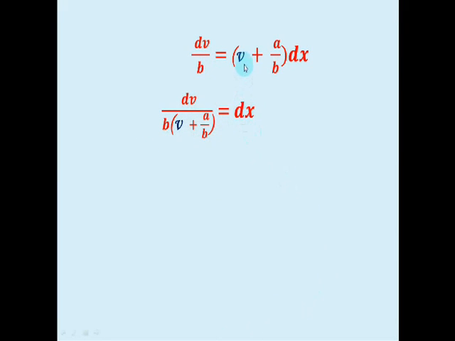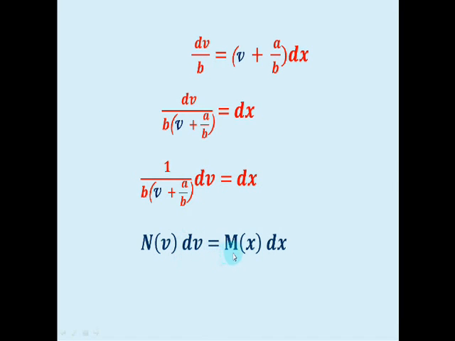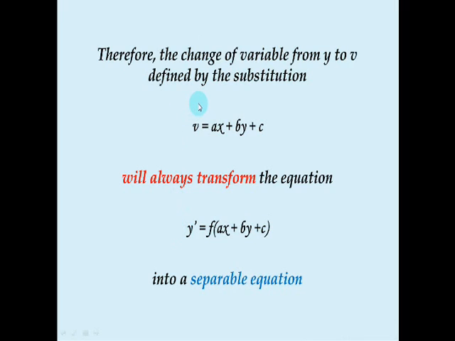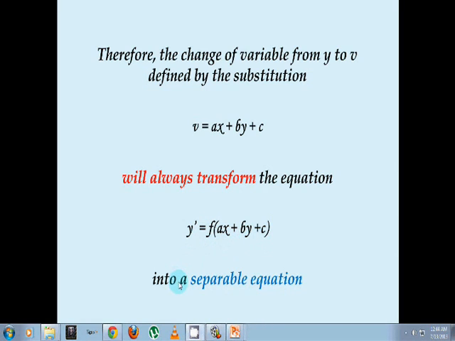So by transferring this to the left side, we will have dv over b times v plus a over b equals dx, or it can be written like this. As we can see, all of the v's are on the left side, and since we don't have any x variable, we have 1 dx on the right side. This is in the form of n of v dv equals m of x dx, which is the form for a separable equation. So therefore, the change of variable from y to v defined by the substitution v equals ax plus by plus c will always transform the equation y prime equals f of ax plus by plus c into a separable equation.